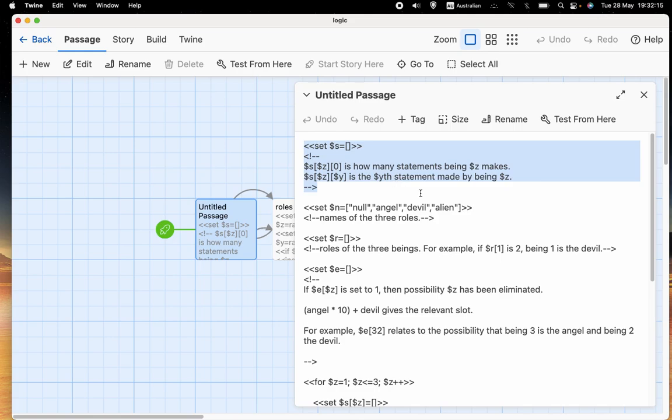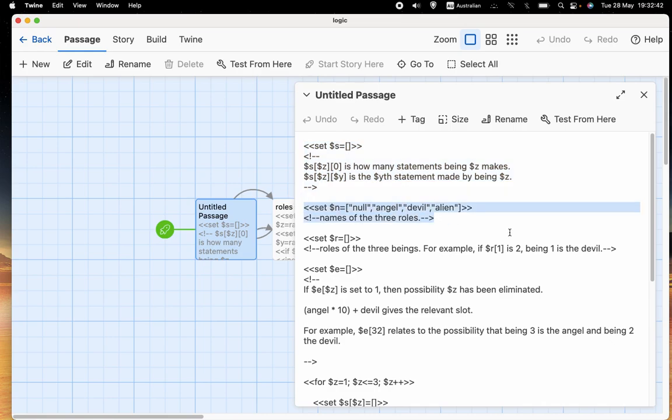S[Z][Y] is the Yth statement made by being Z, unless the value is 0. So that really means S[Z][Y] is the Yth statement made by being Z if Y is at least 1. But I didn't put that because I thought it was fairly clear. S[Z][0] is how many statements being Z makes. So if being 3 made 2 statements, then S[3][0] would have a value of 2.